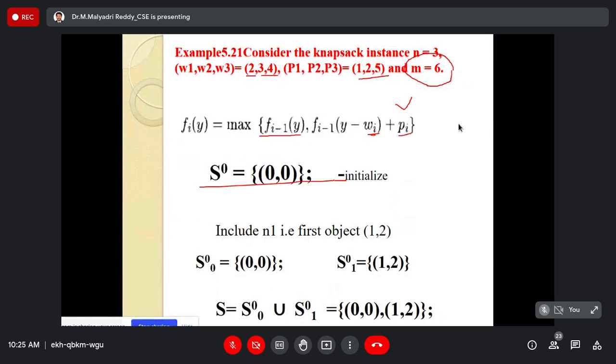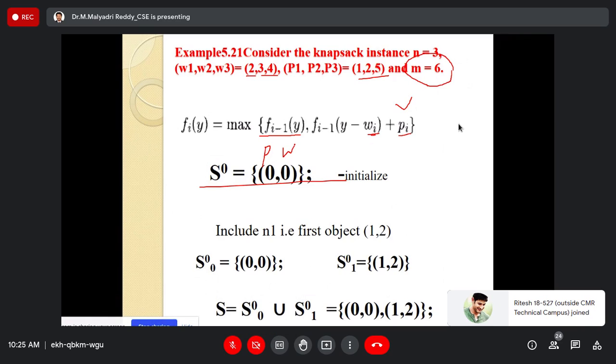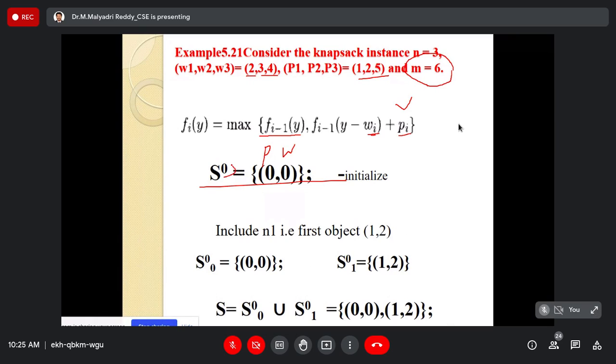Initially take the empty bag with profit and corresponding weight, W of subset. So S power 0 means empty bag. Empty bag profit is 0, weight is 0. Take one empty bag, that is the initial step. So we have total 3 objects, with weights 2, 3, 4 and profits 1, 2, 5.